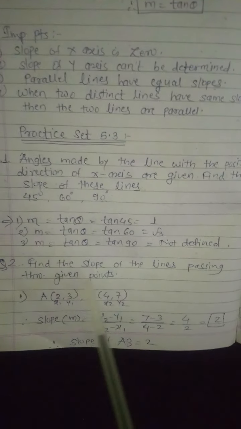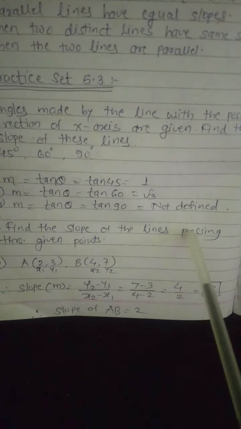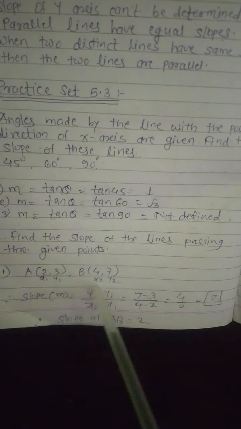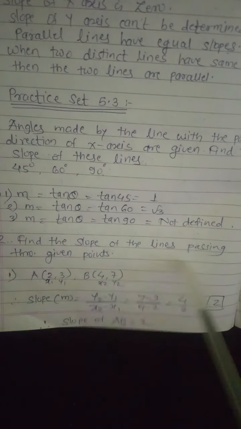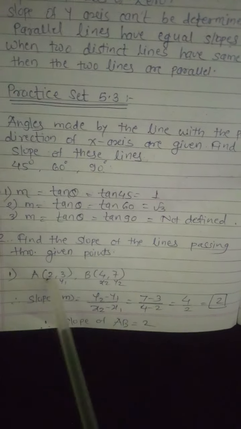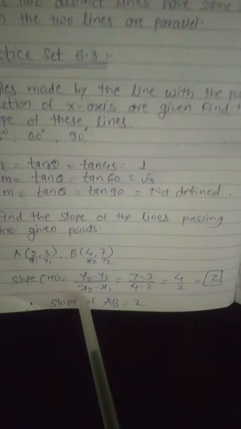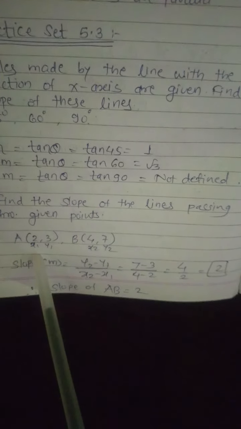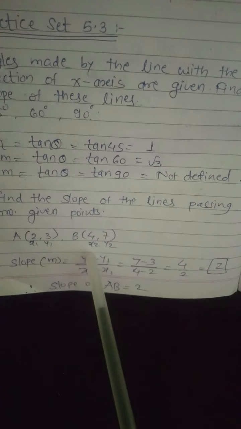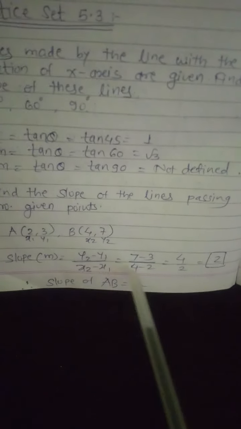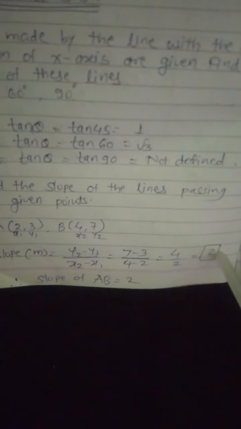Now question number 2: find the slope of the line passing through these points. Now you are given the 2 points and you have to find the slope. See the difference between the two examples. In the first example you are given the angle and asked for the slope, and in the second example you are given 2 points and you have to find the slope. Since you are given 2 points, you have to use the formula m is equal to y2 minus y1 upon x2 minus x1. The first point's coordinates we say are x1 y1, and for the second you write x2 y2. Just put down the values. So y2, that is 7 minus 3, upon x2, that is 4 minus 2. So we get 4 upon 2, so the answer is 2.